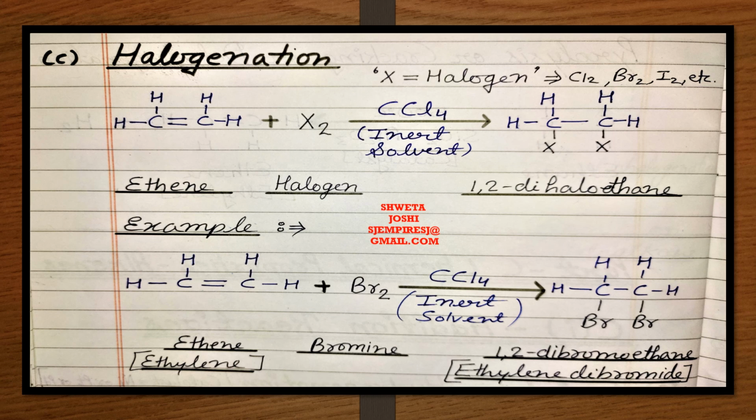Taking a proper example, we are going to react ethene with bromine in CCl4, and after the reaction, there will be dissociation of the bond between the carbon-carbon atoms, and one Br atom will attach to each carbon of ethene, ultimately forming 1,2-dibromoethane. So in this reaction, ethene is converted into 1,2-dibromoethane, which is commonly known as ethylene dibromide.